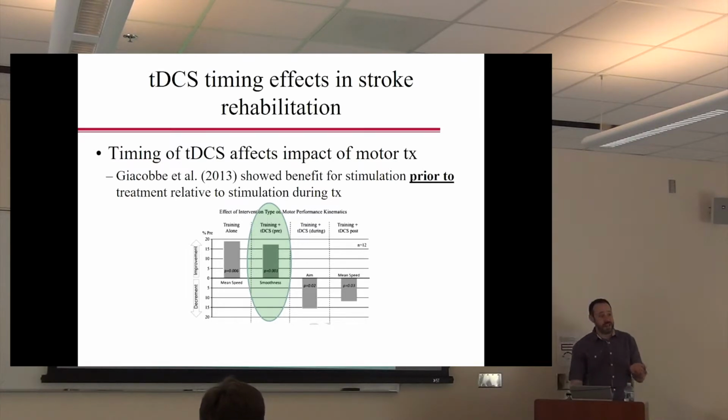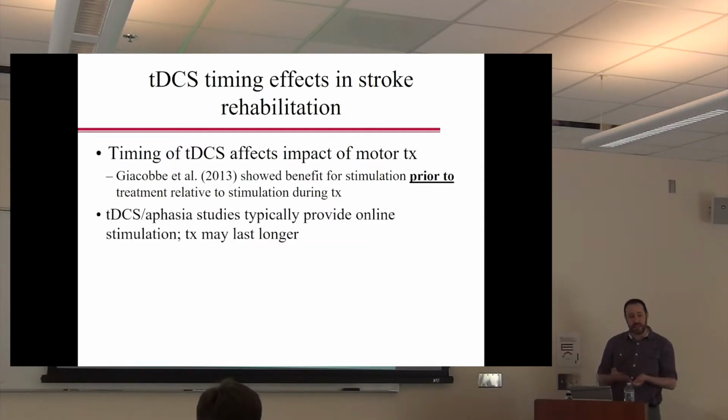This has actually driven some of the work that has been done where in looking at individuals who have this upper extremity problem, some of the work now gets done with the tDCS happening first, the stimulation happening first for 20 minutes, followed by then the robotic arm stimulation.